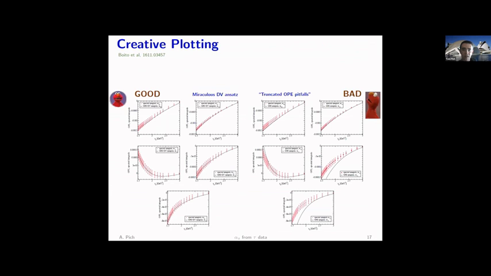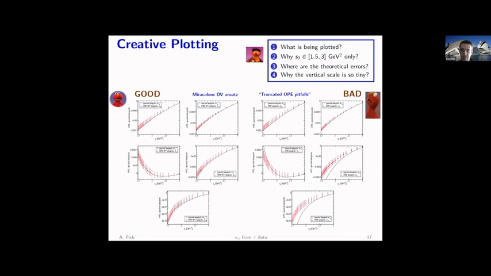Let me just show plots, because since we pointed out this problem, there have been many plots shown in the literature, which look surprising to me. You are supposed to read these plots as a comparison between two methods, where in the left-hand plot, you see something which is extraordinarily good. In the right-hand side, you have something that is very bad. But of course, you should ask what is being plotted. The second question is why it's only plotted in a given region above 1.5 GeV squared. The third question is why the theoretical errors are not there, and why the vertical scales are so tiny. So let me address these questions.